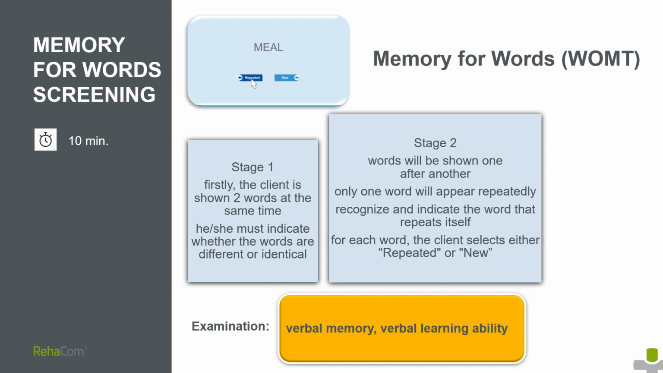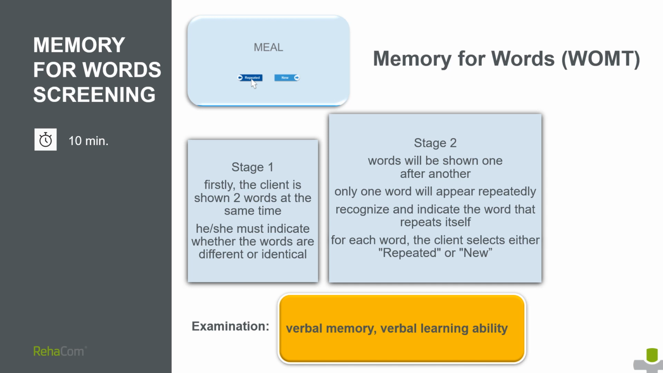The memory for words screening measures an aspect of the verbal memory according to the paradigm of recurring characters. Words have to be read and learned by repetition. The actual test is preceded by a pre-test and a test run. The pre-test is to ensure that the client is really able to distinguish words. 2 words are presented on the screen simultaneously. The client must decide whether the words are equal or different.